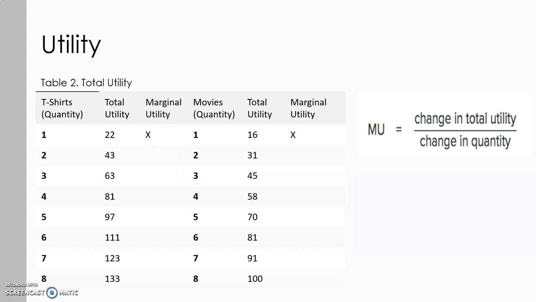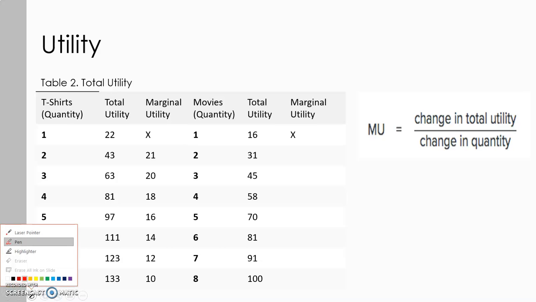So let's go ahead and calculate some marginal utility here. I'm going to calculate the marginal utility for t-shirts. The way I got this here is, let me just get out the pen. I know you're all super excited about the pen again. What I did to get this number is I subtracted 22 from 43, and I saw that utility went up by 21 points when I consumed a second t-shirt.